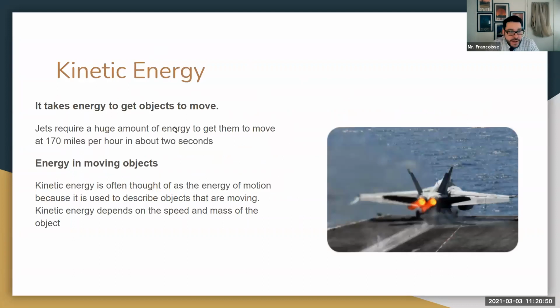Okay, so let's talk about kinetic energy. It takes energy to get objects to move. For example, here we have this fighter jet. Jets that take off from planes have a really short runway, so they need to get to a really quick speed in order to take flight in not a long amount of time. For example, it takes a huge amount of energy to get them to move at 170 miles per hour in about 2 seconds.